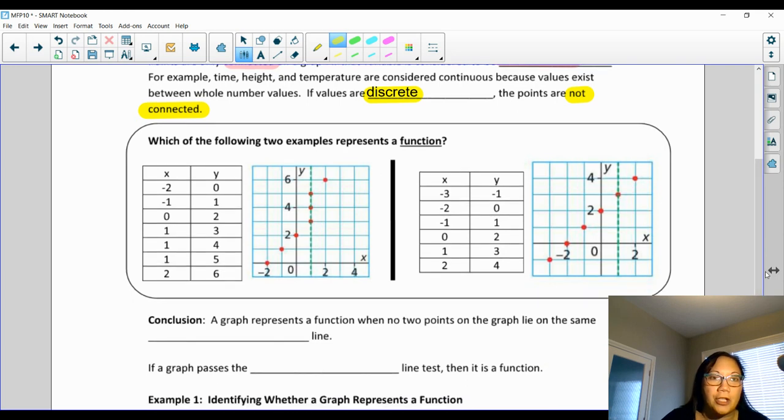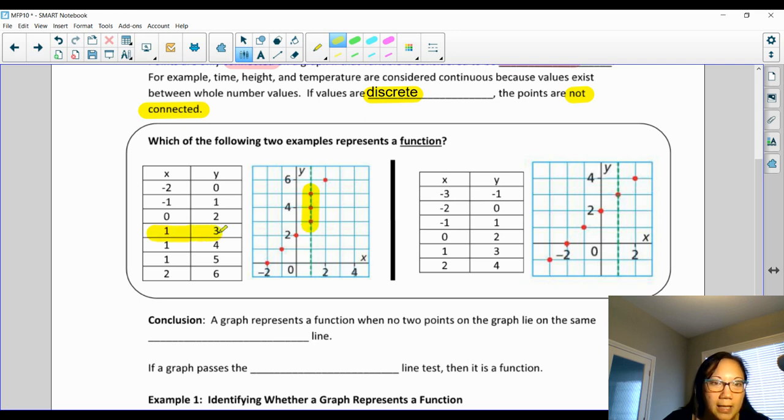So here I've got two graphs, and I want to ask which of the following two examples represents a function. Now remember, we studied what a function was in a previous section. I can't remember if it was 5.1 or 5.2 because it's been a while now. But what we're looking for is, do we have the same x coordinate going to more than one y coordinate?